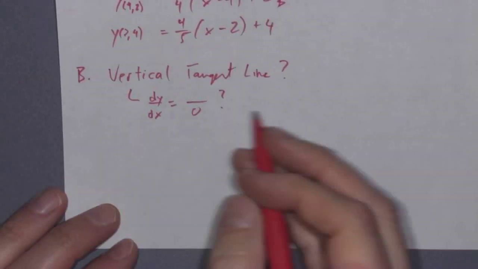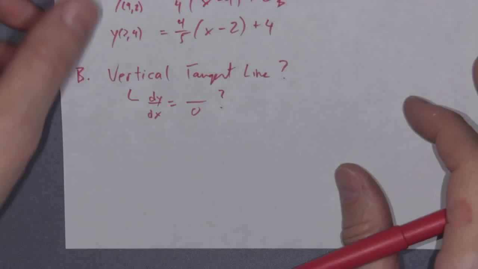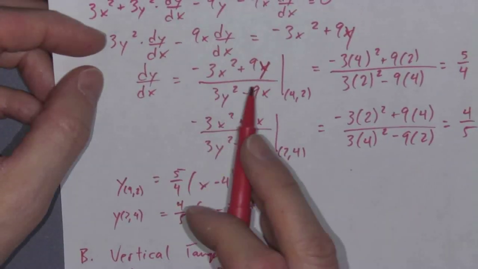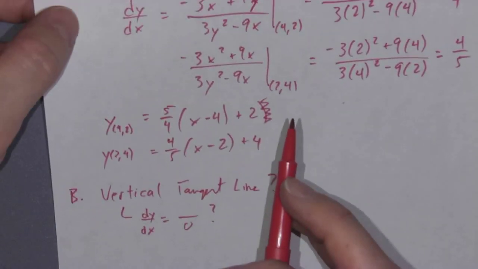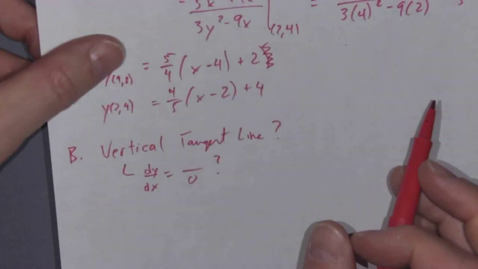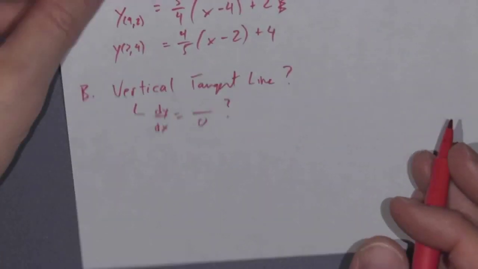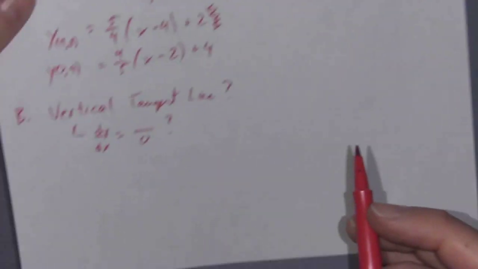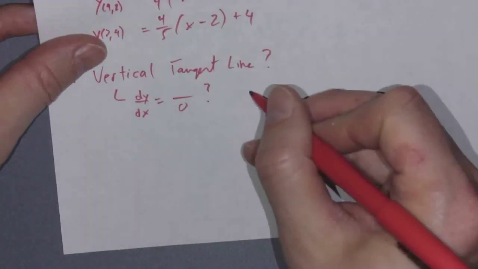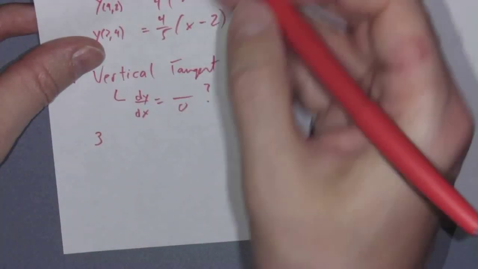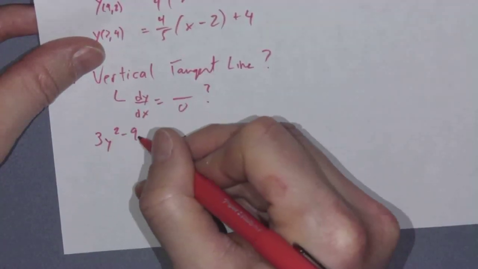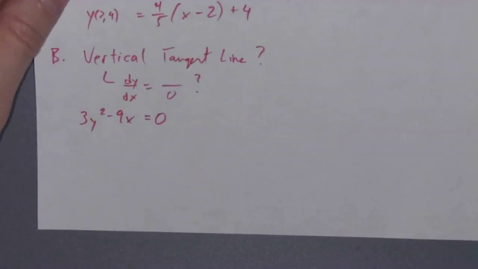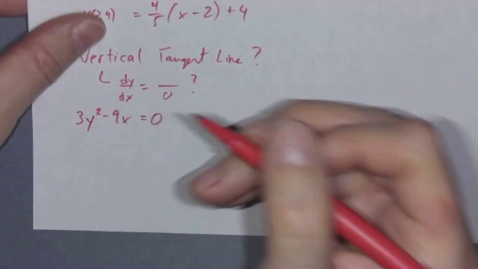So in order to do that, I'm going to go back to my answer up here, and I'm just going to focus on the denominator. That's 3y squared minus 9x. Remember, the formulas are the same here. We're just choosing different points. So where does 3y squared minus 9x equal 0? Where does the denominator equal 0? So I've got to solve for this.